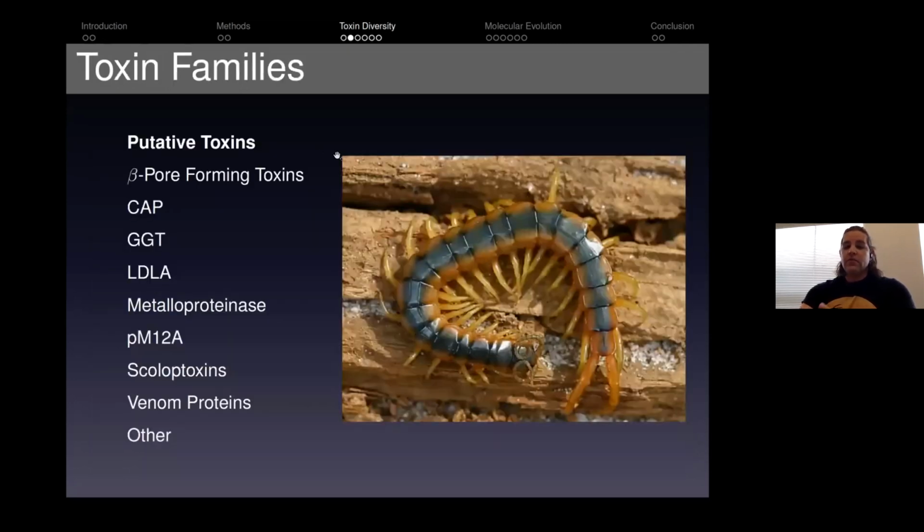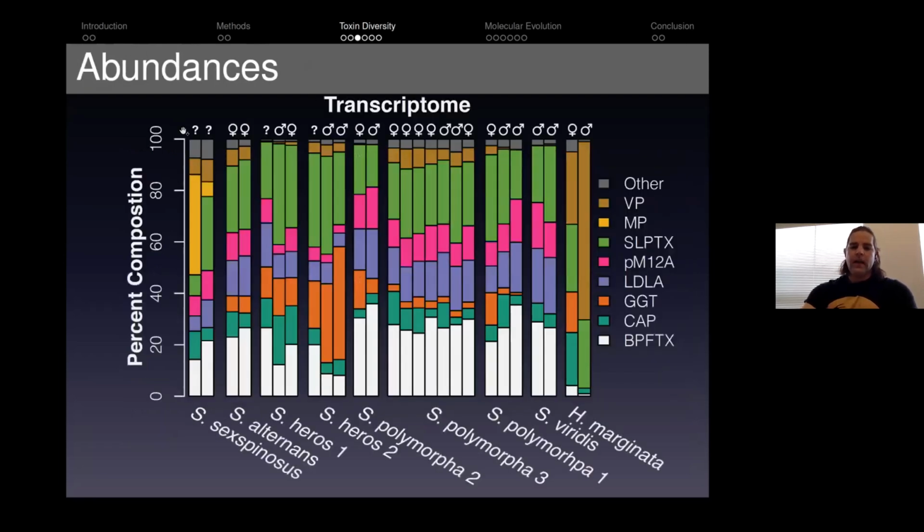So after this, I was able to look at both the proteomic data and the transcriptomic data to identify and annotate the different toxins in all of these species that I worked with. So I sequenced and did the proteomics for 26 different individuals. And here I'm showing the transcriptome toxin class abundances for each of those individuals. So I wanted to highlight a few of these individuals where we have the percent composition for each of them here. And you can see that I've separated them out based on that phylogeny.